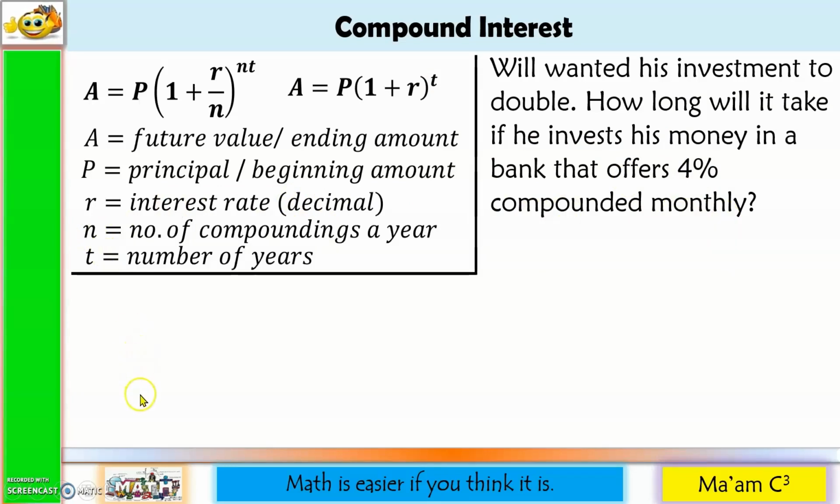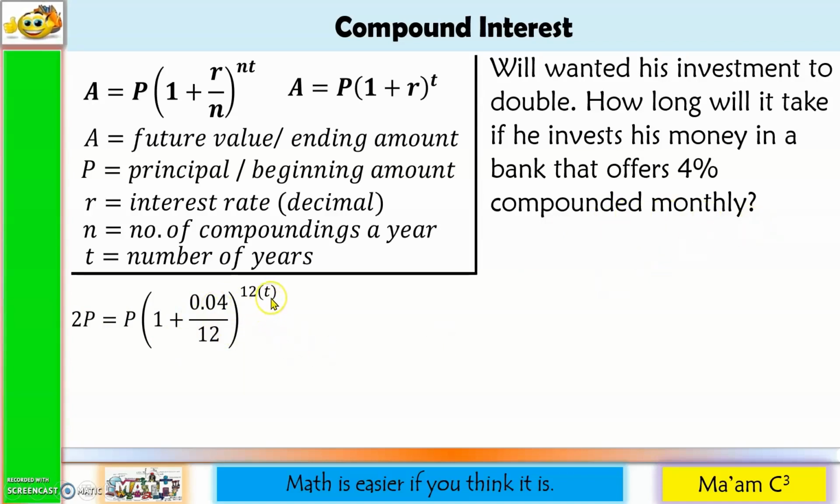So let us substitute those. So 2P stands for twice of the principal amount, and P is the principal amount. 0.04 is the interest rate. This is 12 because compounded monthly.